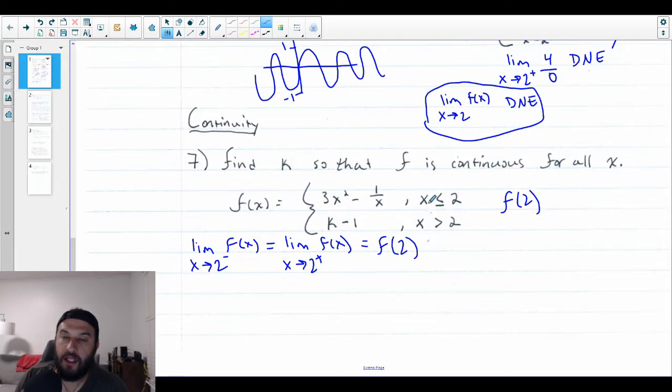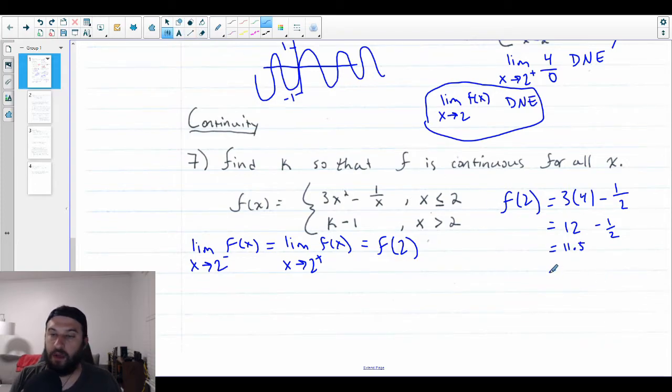Okay. Here I see x less than or equal to 2, so I know that's the side I plug it into. So 3, let's see, 2 squared is 4, minus 1 over 4, or 1 over 2, I'm sorry. Okay, 12 minus 1/2. You could write 11.5 if you want. You could also say 23 over 2. Either one would work.